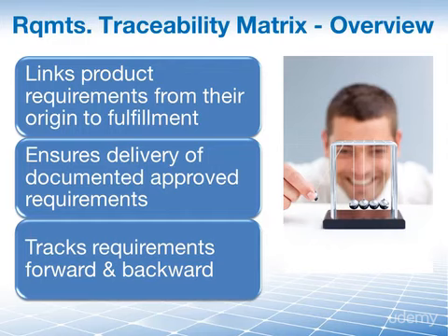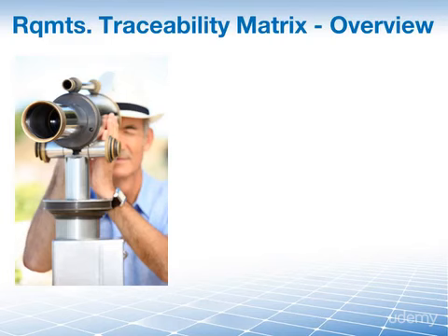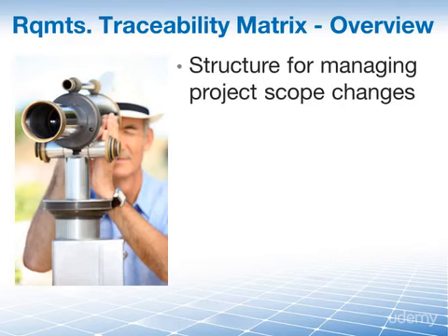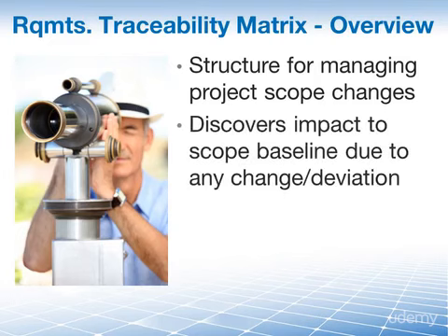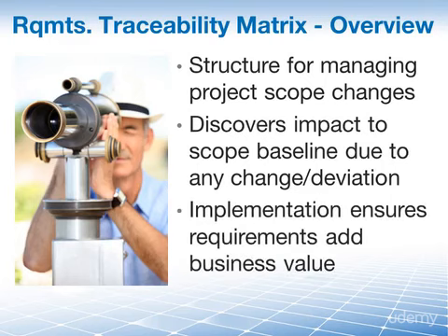Make sense? There's more. The requirements traceability matrix also provides structure for managing changes to the scope. It helps to discover the impact of any change or deviation from the scope baseline on the project objectives. Implementation of the requirements traceability matrix helps to ensure that each requirement adds business value by connecting it to the business and project objectives.